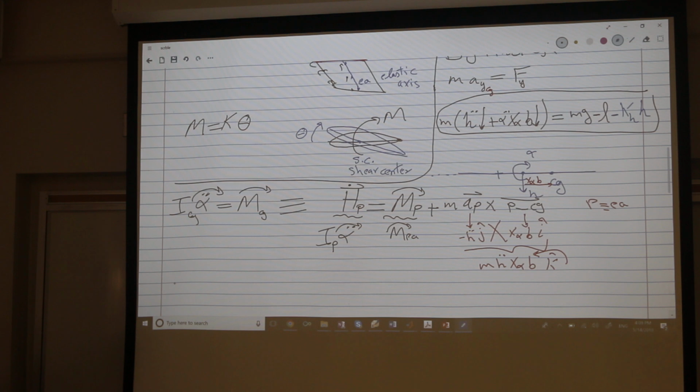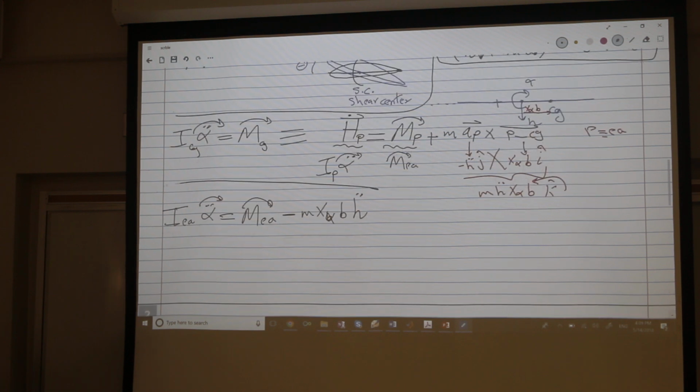So our equation is I about the elastic axis alpha double dot equals M about the elastic axis in this sense, because alpha is positive in that sense, and here minus m x alpha b h double dot.